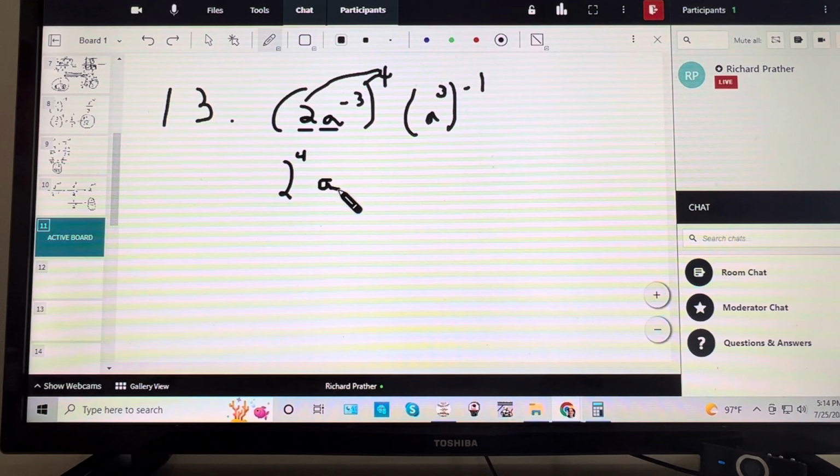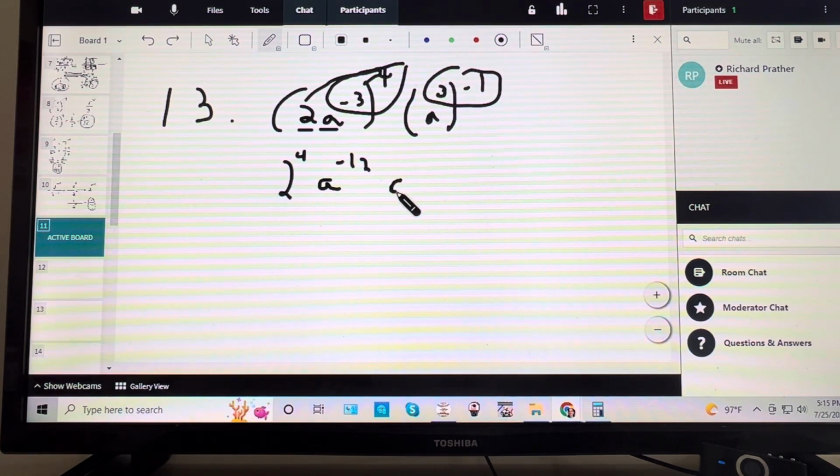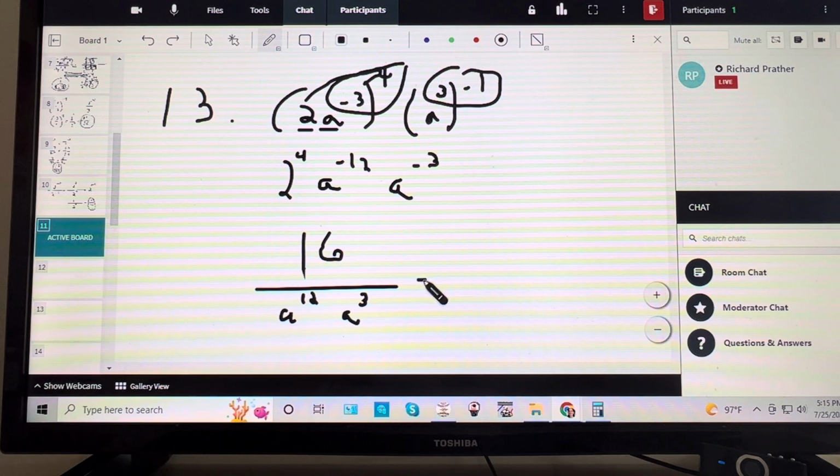But the a would be a rule of exponents. There's a rule of exponents for this. When you have a double exponent, that's when you multiply them. -3 times 4 is -12. And here's another one where you multiply them, a to the -3. And then 2 to the 4th we saw earlier was 16. You could move both of these to the bottom and that would change them into positives. And now another rule of exponents, a to the 12th times a to the 3rd is a to the 15th.